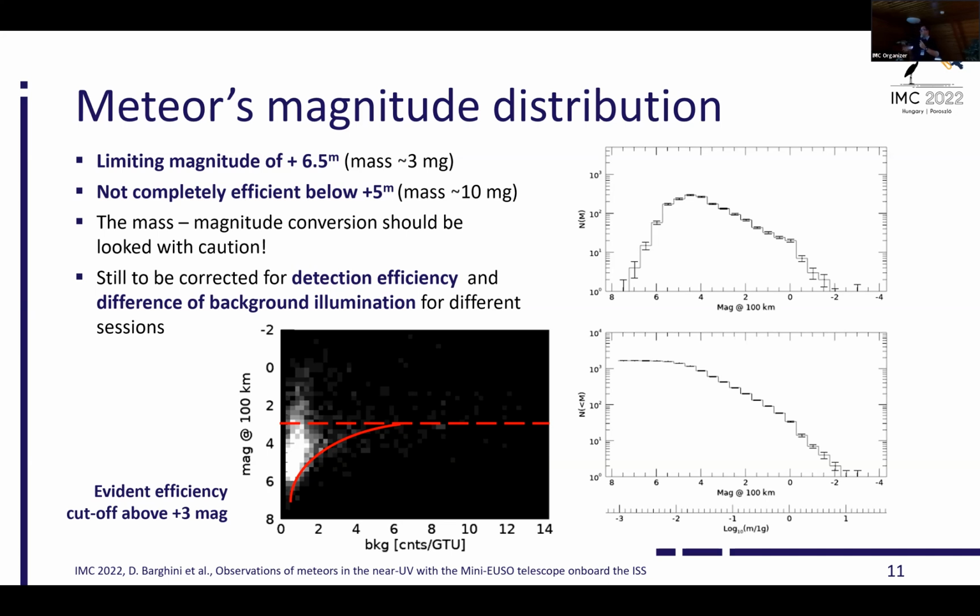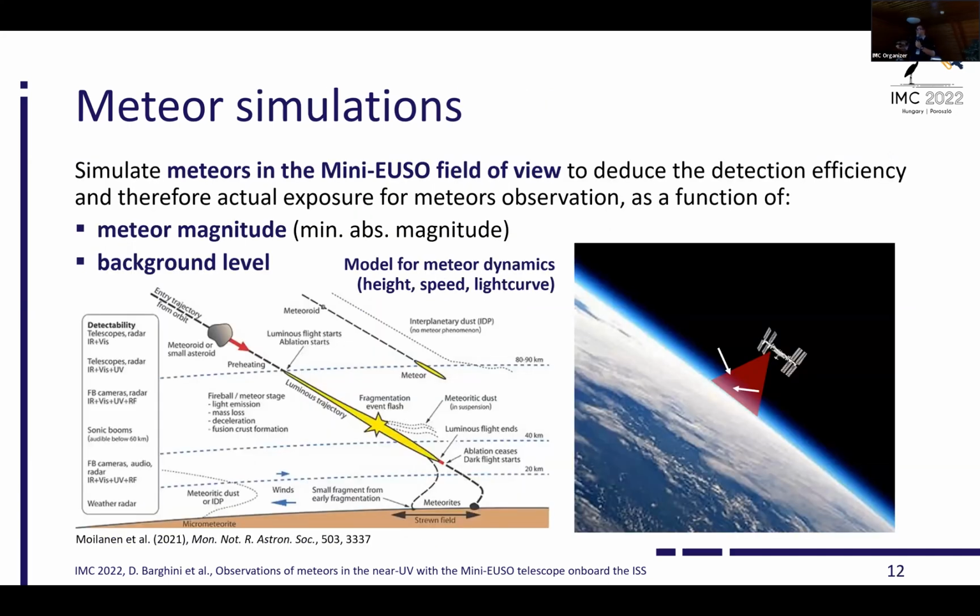So with background counts per frame from 0 to 1 counts per frame. So this has to be corrected to derive the actual population of meteors that we observe. So the observational bias must be corrected, and this is what we are doing now. So we implement dedicated simulations to be able to determine the exposure of the instrument as a function of the magnitude of the meteor and of the observational conditions of the observed meteors.